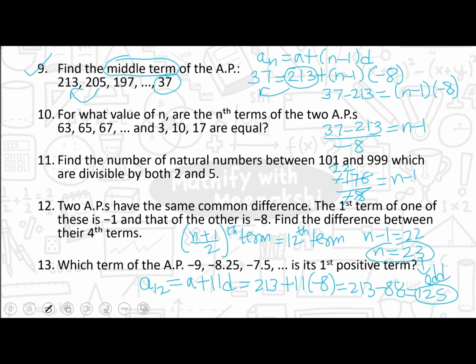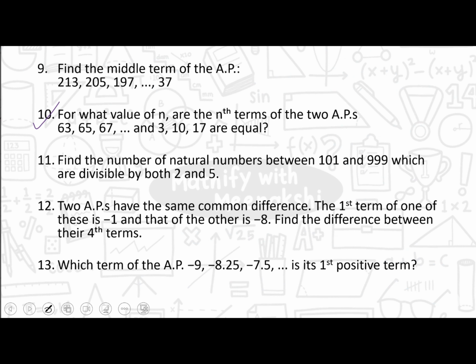Let's move to question number 10. In question number 10, they are saying that you have to find the value of n for which the nth term for this AP and for this AP are equal. So here you can put a dot sign. So let's find the nth term for both the APs.